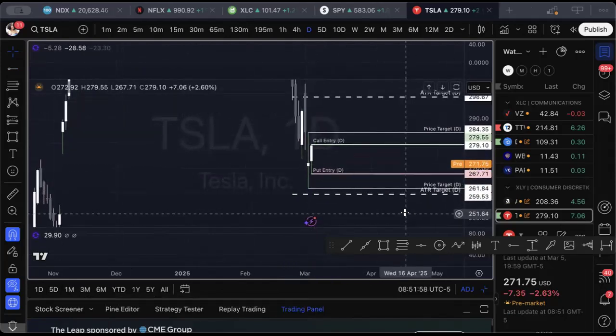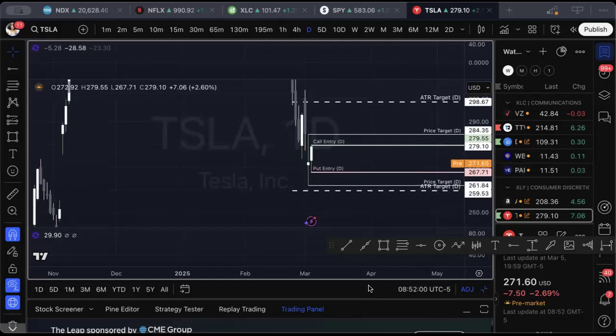All right, so let's talk about strike prices. To the upside, we will be looking at in the money to 295, and then to the downside, anything in the money to 260 would work.